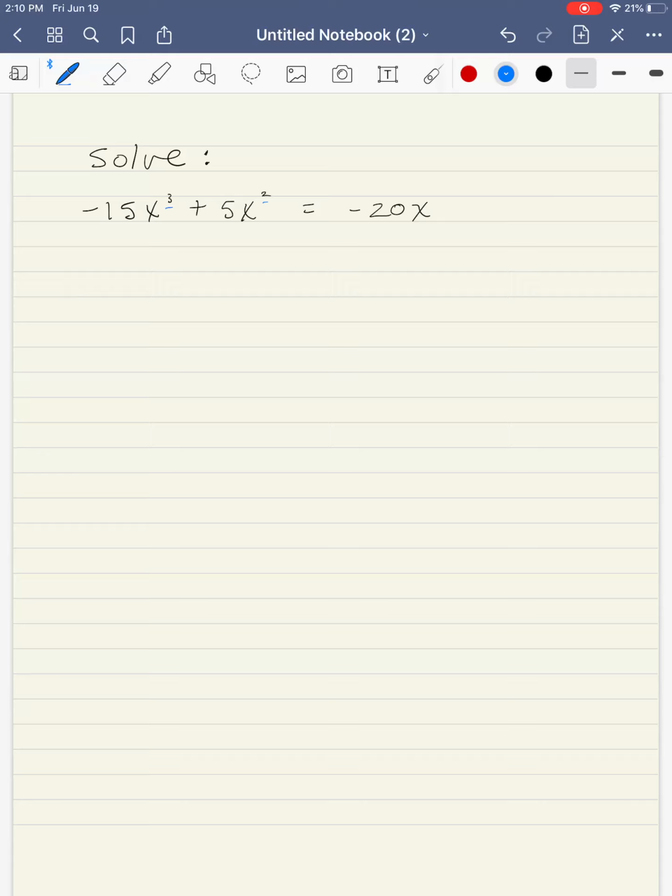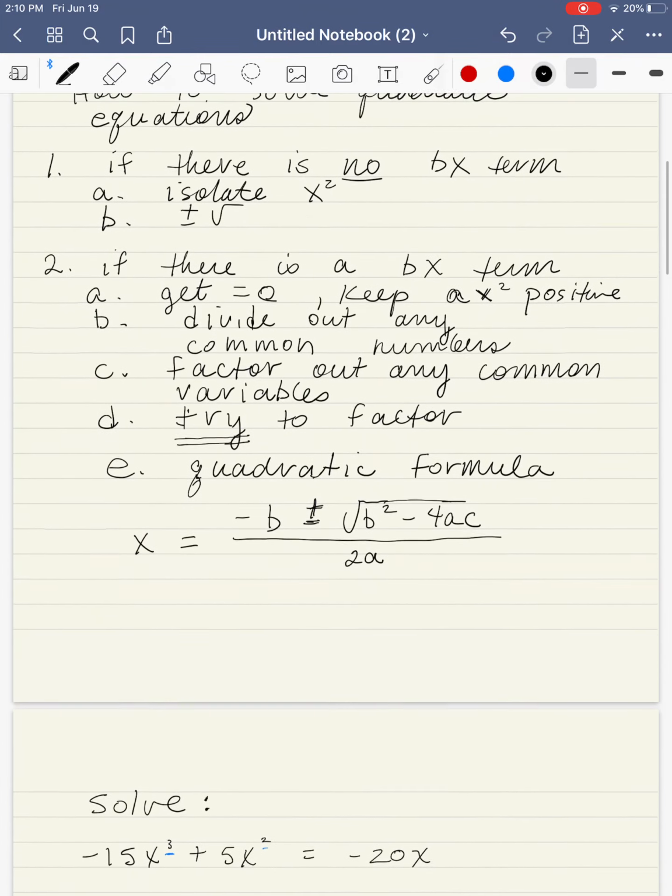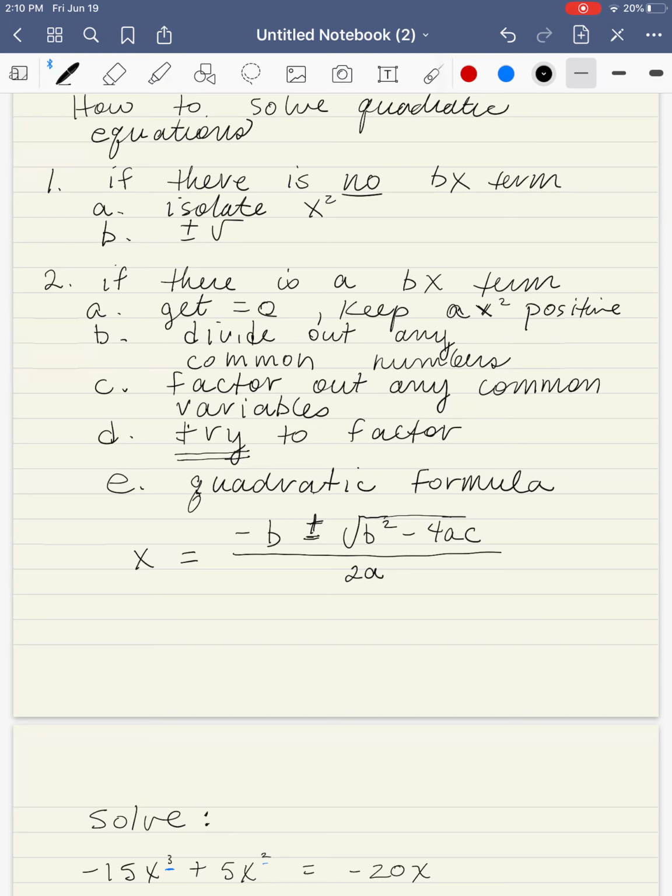So this is actually a cubic equation. So when we solve this, we should be expecting 3 solutions because the highest order is 3. But we're going to see if we follow our first few steps from this flow chart. We're not going to worry about the no bx term. We can't isolate the x squared because there's x cubes and x squareds and x's.